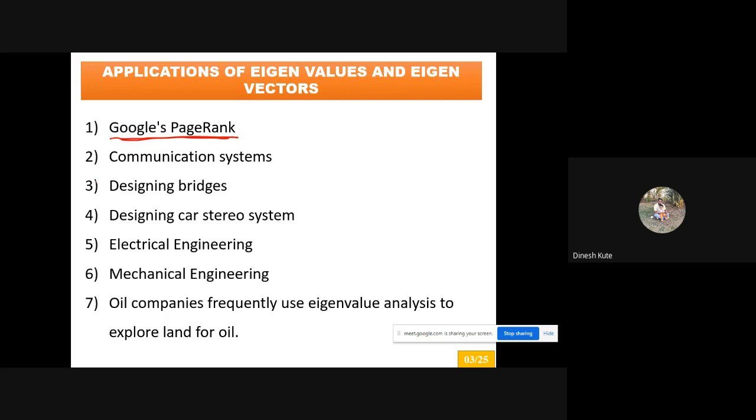It is also used in communication systems, in designing bridges, designing the car stereo system, in electrical engineering, and in mechanical engineering. The oil companies also frequently use eigenvalue analysis to explore the land for oil. So these are the very few applications I've collected here. There are many more, and you can directly search on Google and find applications in almost every domain.